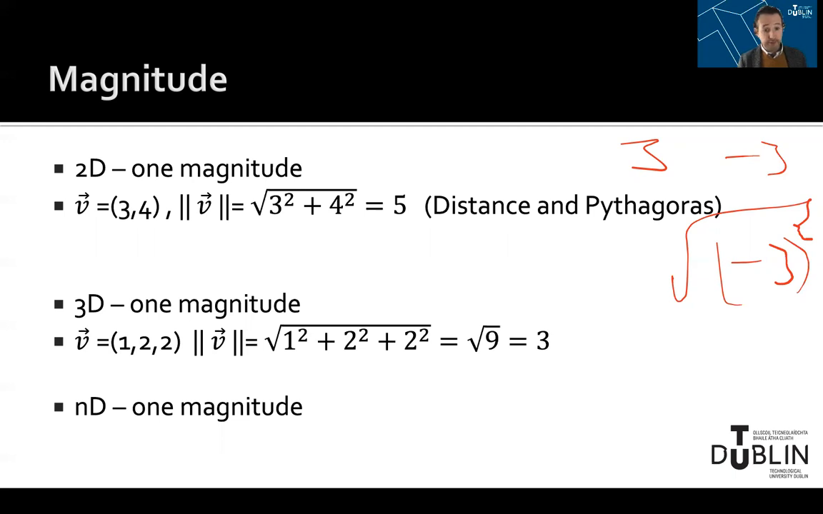In 3 dimensions, it's the exact same formula. You just take each of the components, 1 squared plus 2 squared plus 2 squared, and all square root. The length of that is 3.